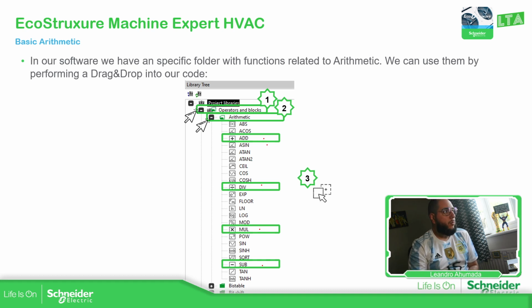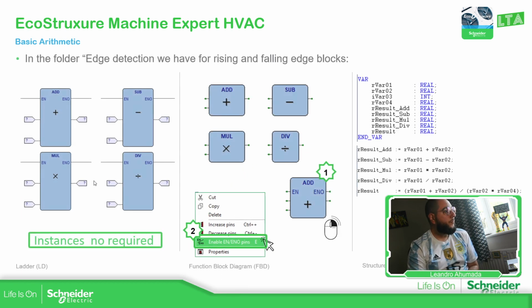Any of these you can drag and drop into your code and easily make the equation that you want. The easiest, at least for me, is in structured text, so you can easily see the equation, but you can also use it in the FBD language or ladder, which is the graphical representation. As soon as you drag and drop it, you can see that there is no instance over here in the block. So just drag and drop and use them in your logic.